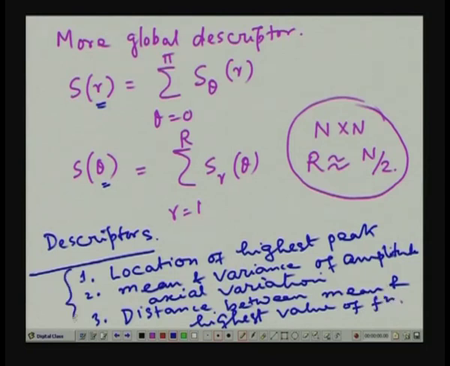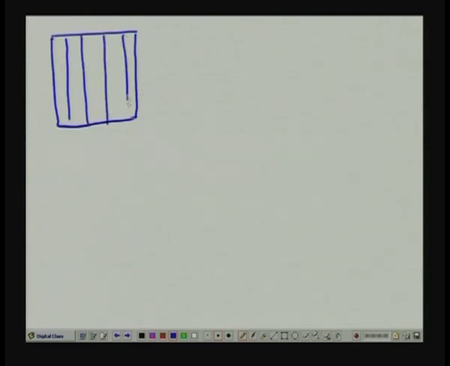So, these are the various descriptors that can be obtained from these two functions S r and S theta. Now, what do we mean by this? Let us look at an example. Suppose I have a texture image which is given like this. So, this shows a typical texture image.